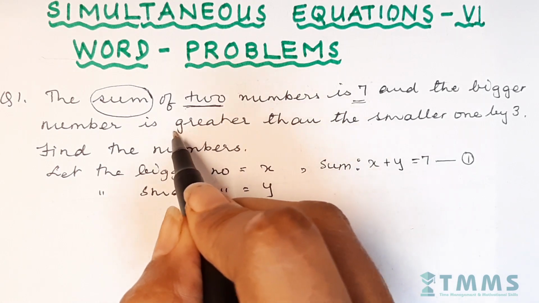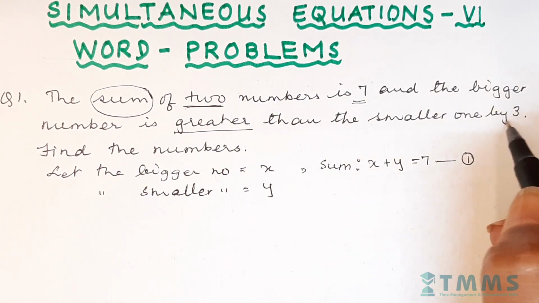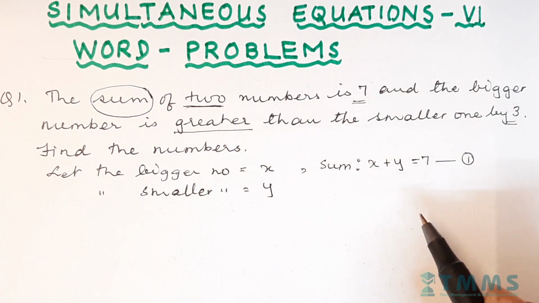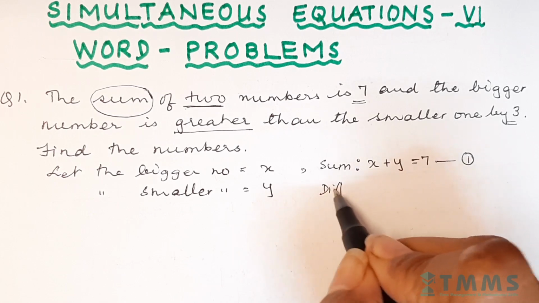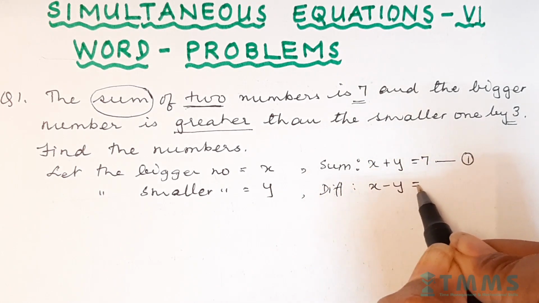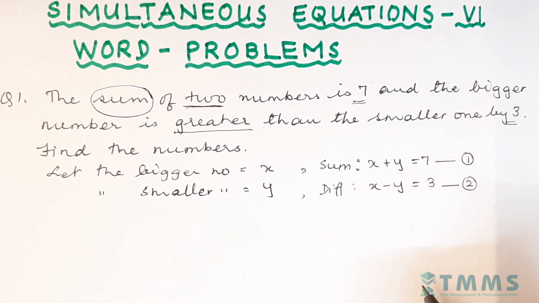So now let us look at the next part. Bigger number is greater than the smaller number by 3, which means the difference between the two is 3. So you will have the difference, which means x minus y is equal to 3, and that's our equation 2.